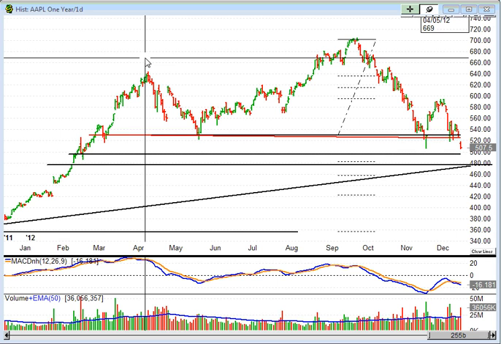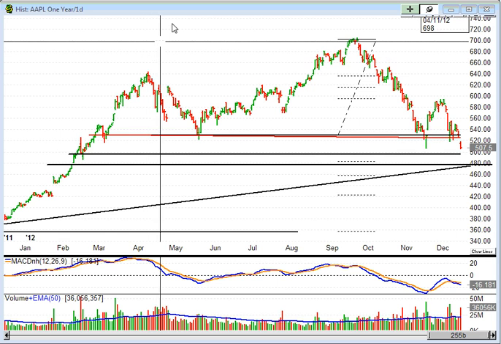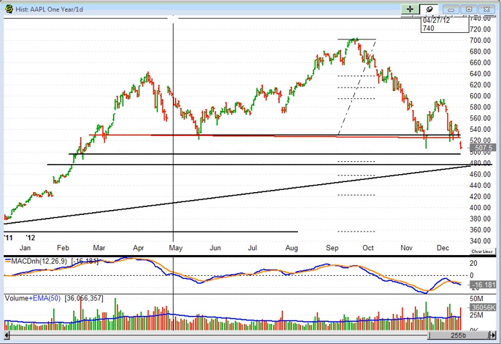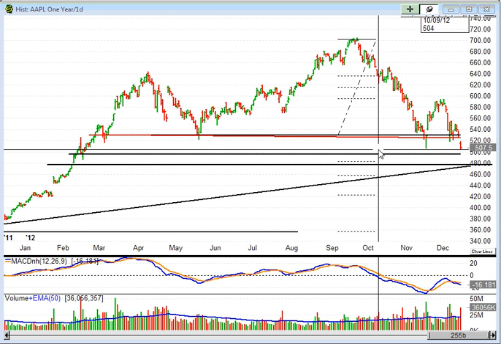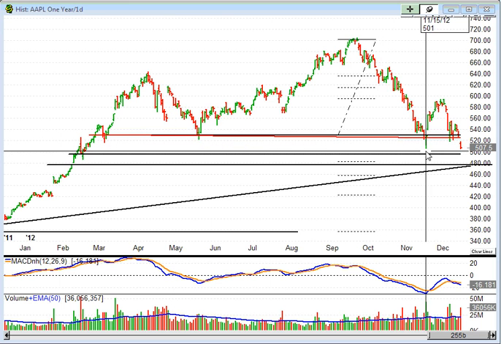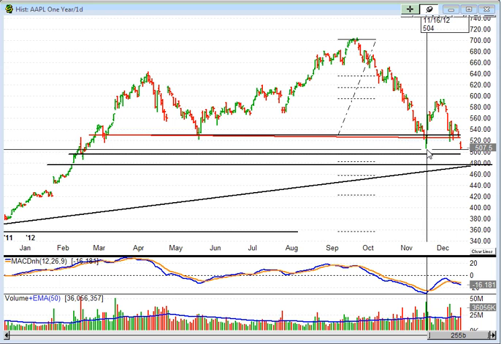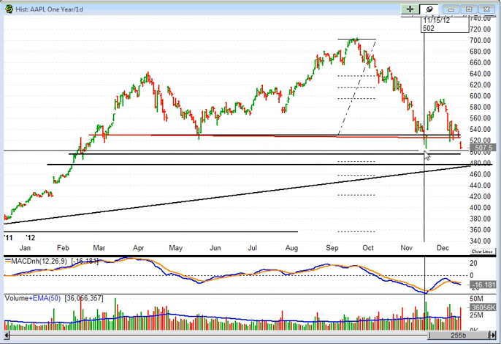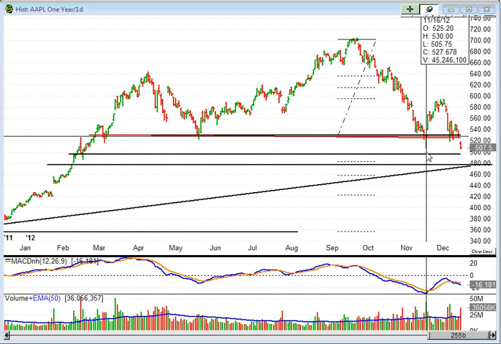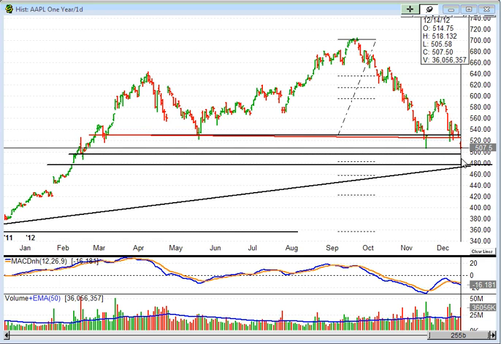Let's take a look at Apple. Apple had another crushing week. It came down and tested the 505 area, that 505.75 that was closed over here on the low. The intraday low was 505.75, I believe. And yesterday it hit a low of 505.58.